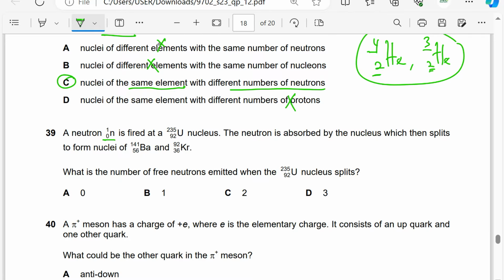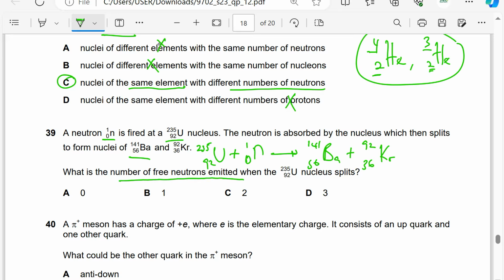A neutron 1-0 N is fired at a uranium nucleus. So we have uranium 235-92 plus a neutron 1-0 N. The neutron is absorbed by the nucleus, which then splits to form barium 141-56 plus krypton, which is 92-36. What is the number of neutrons emitted when the uranium nucleus splits?